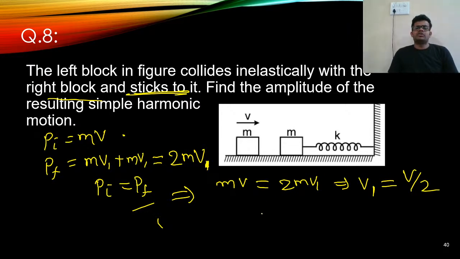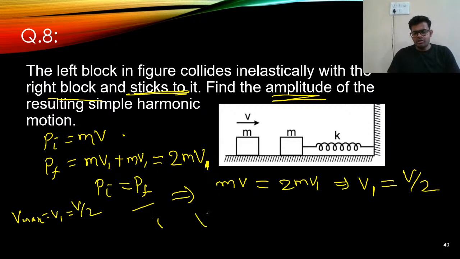Now what you need to find? You need to find the amplitude. You know, initially the spring was at relaxed state. Whenever the spring is at relaxed state, the blocks will have maximum velocity. So the maximum velocity is what? V1, and that is v by 2.